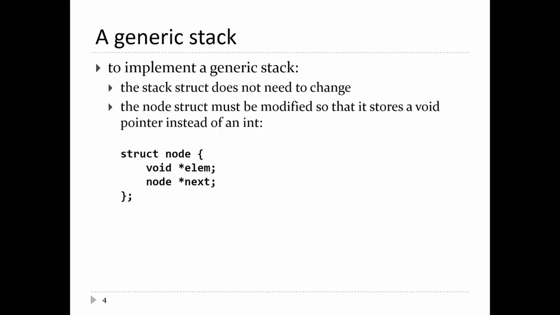Okay, so implementing this is actually surprisingly easy. Our node, that's our structure that holds the elements. Remember, we had int elem here. Now our elements are just going to be pointers, so it's going to be a pointer to an element. The pointer type is void, so that we can point at any object. Next stays the exact same.